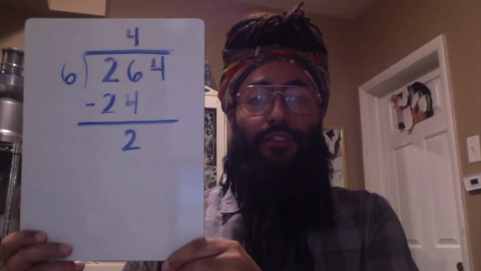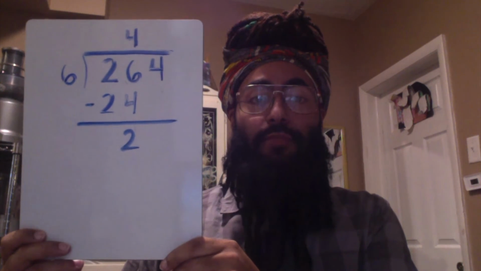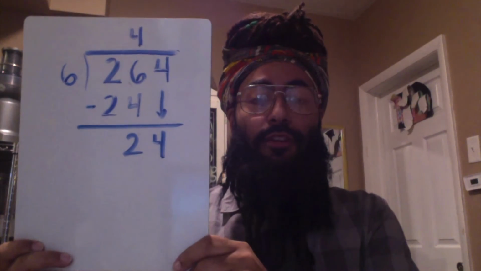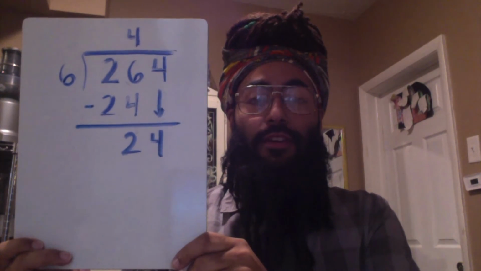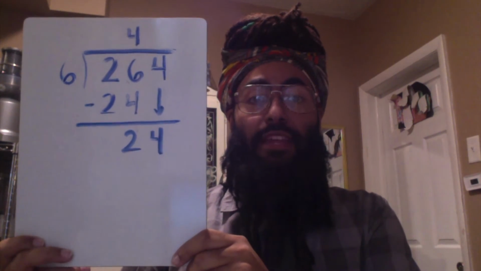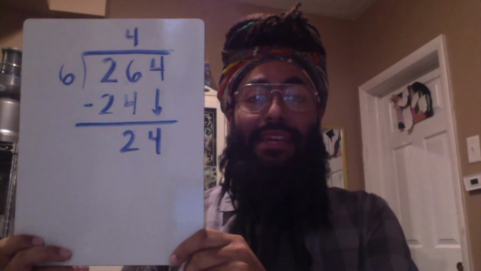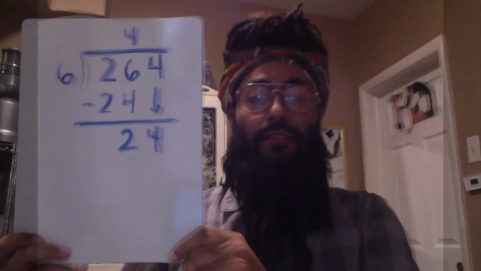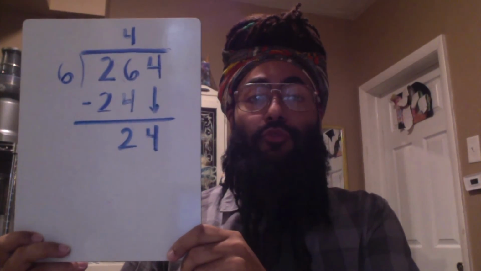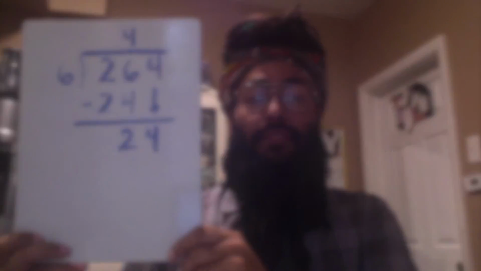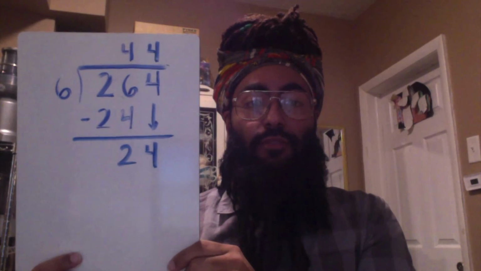The next member of the division family is the brother. That lets me know that the next thing I have to do is bring down, because the B in brother stands for bring down. So I brought down my 4. Now at the bottom I have the number 24. And the next member of the division family is Rover. That lets me know that the next thing I have to do is repeat, because the R in Rover stands for repeat. So I go back to the first step, which is divide. So I do 24 divided by 6. 24 divided by 6 equals 4.